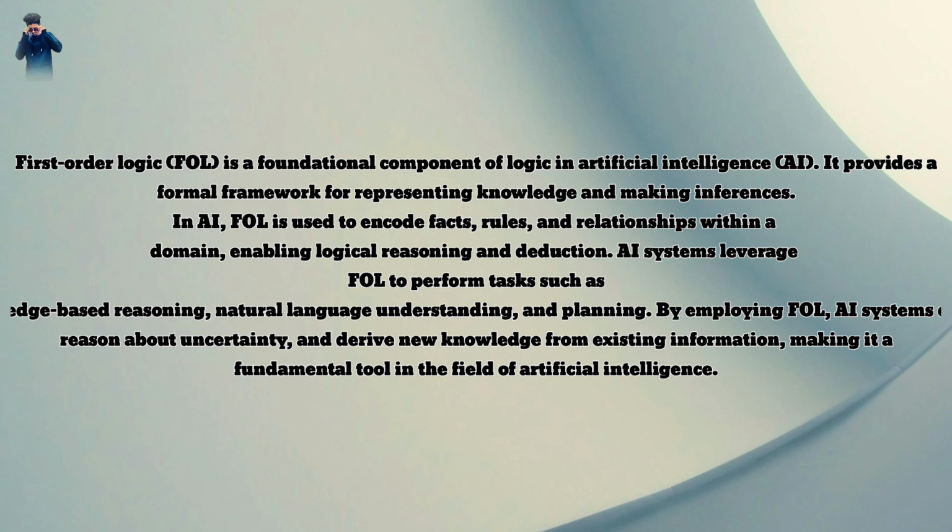AI systems leverage FOL to perform tasks such as automated theorem proving, knowledge-based reasoning, natural language understanding, and planning. By employing FOL, AI systems can represent complex relationships, reason about uncertainty, and derive new knowledge from existing information, making it a fundamental tool in the field of artificial intelligence.